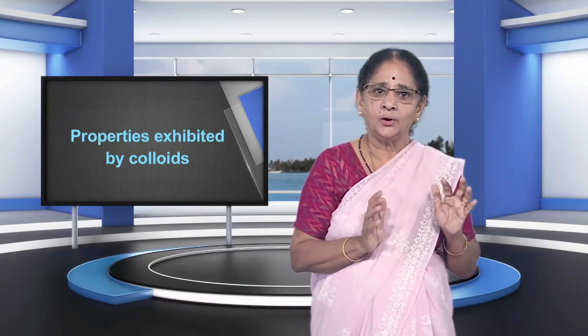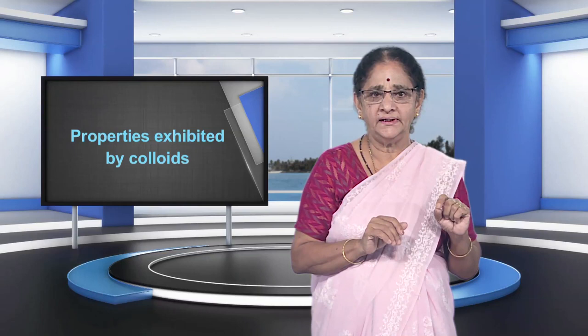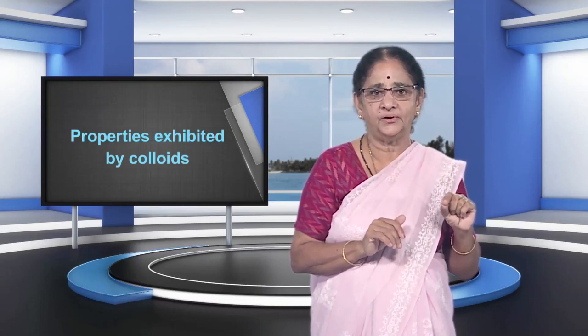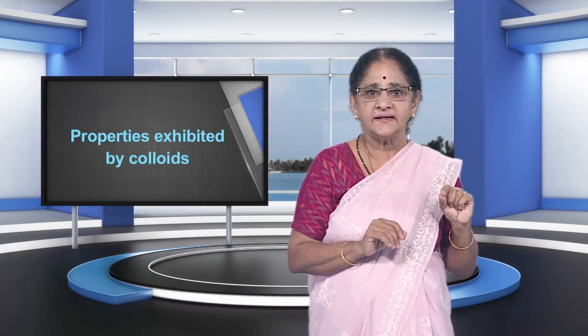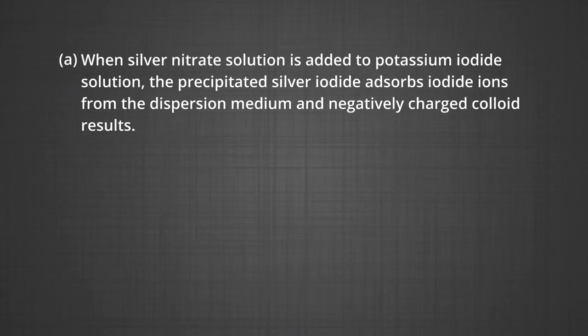The sol particles acquire positive or negative charge by preferential adsorption of positive or negative ions. When two or more ions are present in the dispersion medium, usually preferential adsorption of the ion common to the colloidal particle takes place. This can be explained by taking the following examples. A. When silver nitrate solution is added to potassium iodide solution, the precipitated silver iodide adsorbs iodide ions from the dispersion medium and negatively charged colloid results.